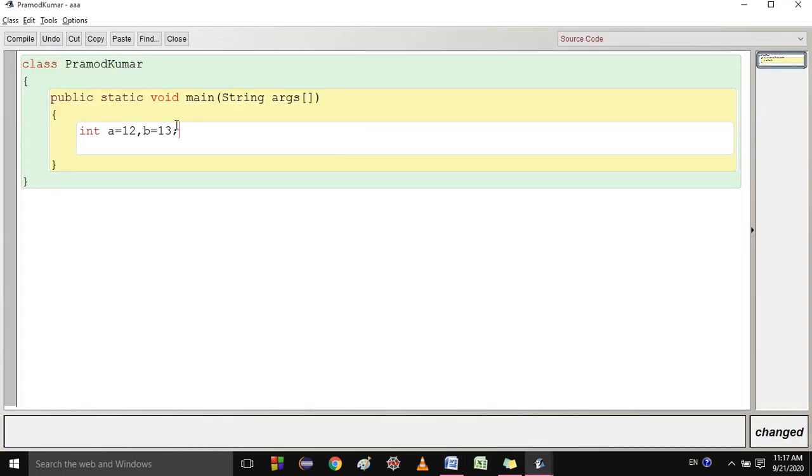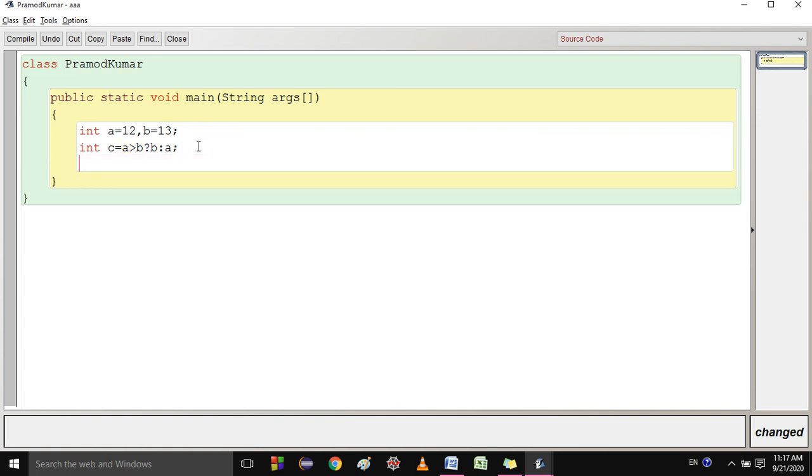So how will this happen? Suppose I write, the result will be an integer. So int c equals, if a is greater than b, and 12 is not greater than 13, question mark b colon a. So if a is greater than b, then print b, otherwise a. This is not true, so it goes to a. What is the value of a? 12. So c goes to 12, that means the value of c becomes 12.